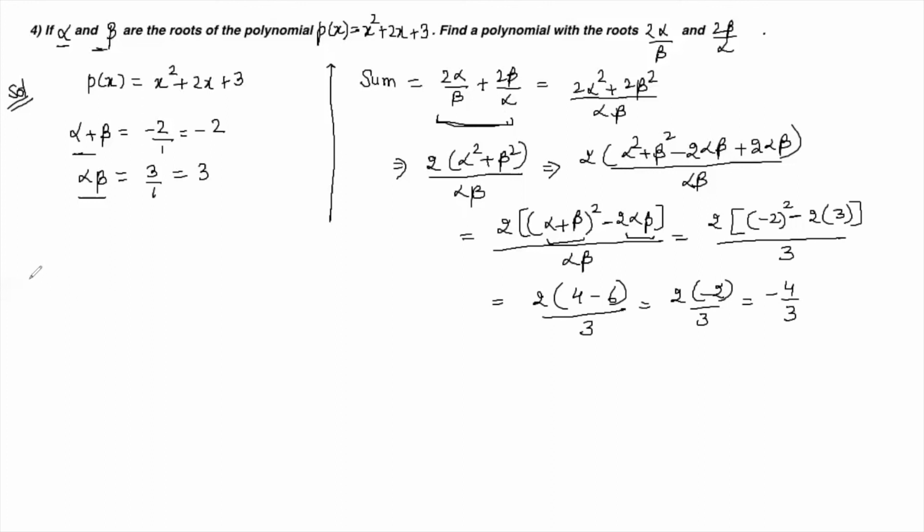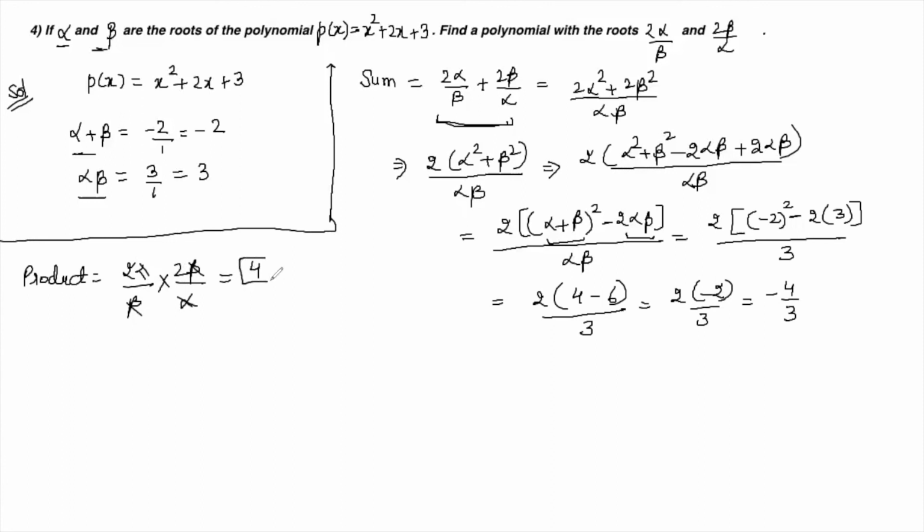So this is the sum of the roots for the new polynomial, right? Now we need to find the product. So I'll do it here. Fine. So product, this is equal to 2 alpha upon beta into 2 beta upon alpha, right? So everything got cancelled and the final result I've got is 4. Fine. Now we already have discussed that the equation of a polynomial is equal to x square minus the sum of the roots into x plus product of the roots. We have discussed this in the previous question, in the first question, right?